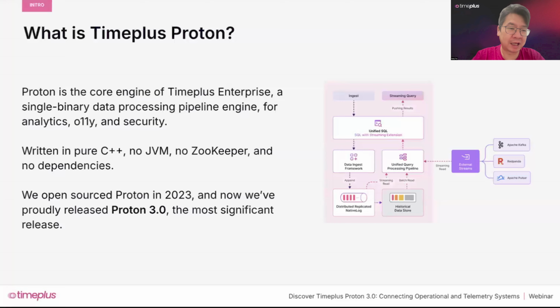Proton is written in pure C++, no JVM, no ZooKeeper, so there is no dependency. With this single binary, it can do anything. And here's the architecture. If you want to know more, please visit our website.